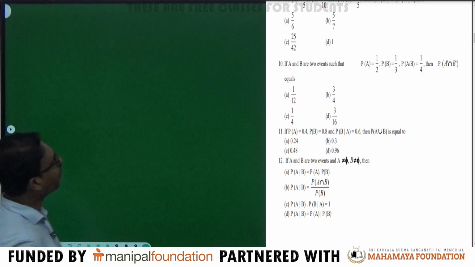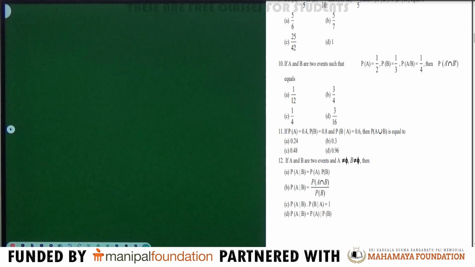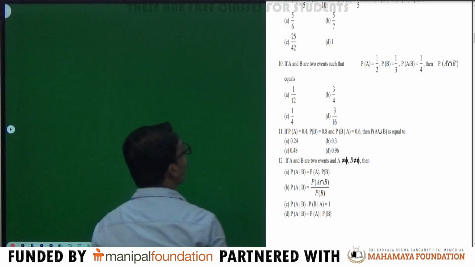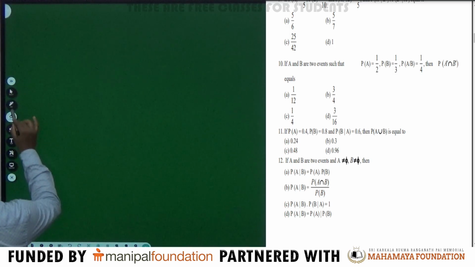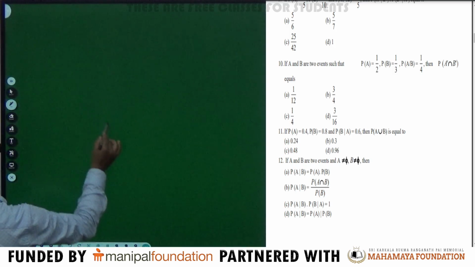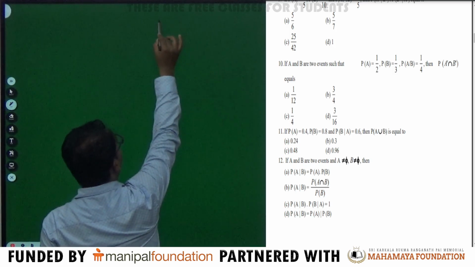Next problem. If A and B are events such that P of A is equal to 0.4, P of B is equal to 0.3 and P of A union B is equal to 0.5, then probability of B dash intersection A is. So in this question we need to find probability of B dash intersection A.